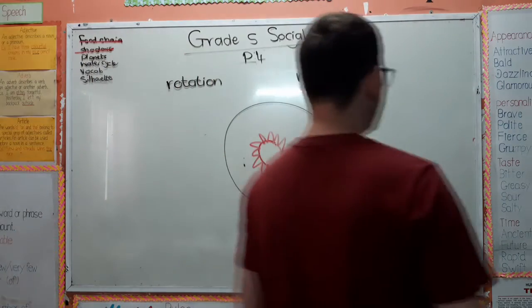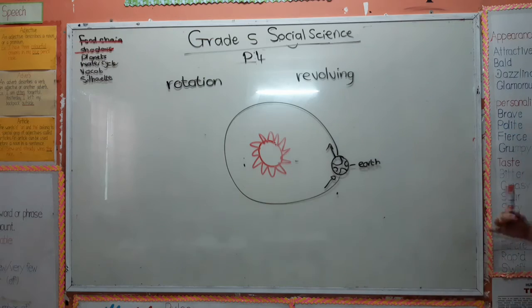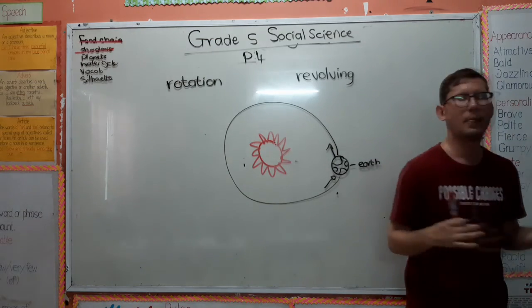So the axis is the imaginary line. Okay? So how do we know? So if we, I'm getting drunk here.